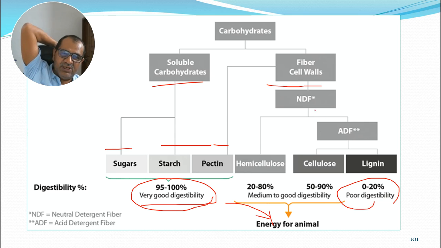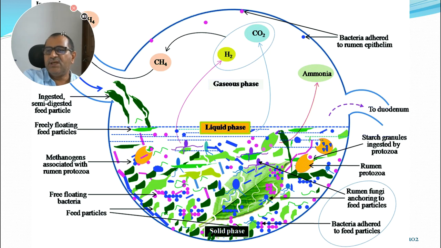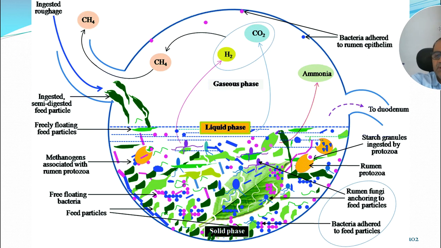Whereas the neutral detergent fibers, they are all digested. Whereas the ADF, acid detergent fibers like lignin, is not digestible properly. And here is also another same thing: in the rumen, the methane is evacuated out.